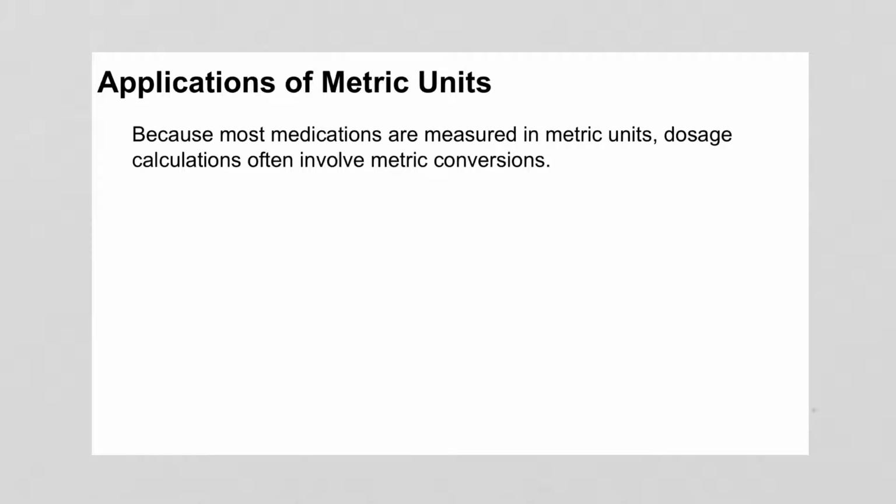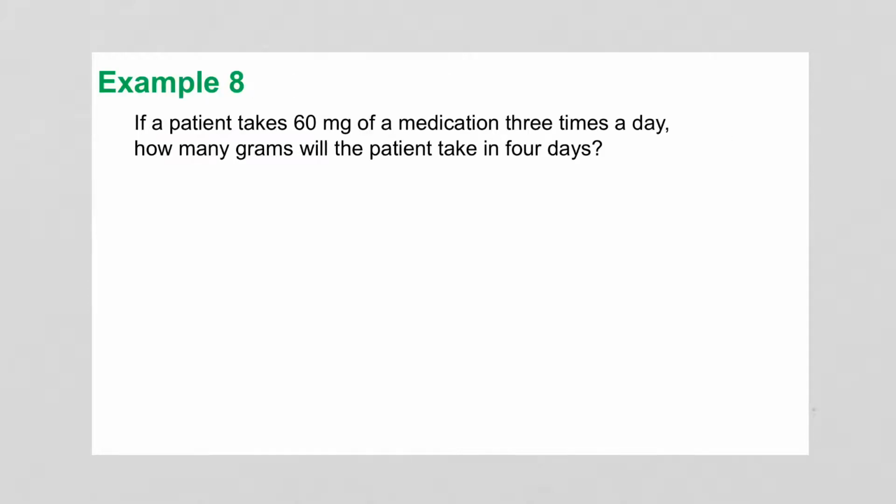Since most medications are measured in metric units, dosage calculations often involve metric conversions. It says if a patient takes 60 milligrams of a medication 3 times a day, how many grams will the patient take in 4 days?